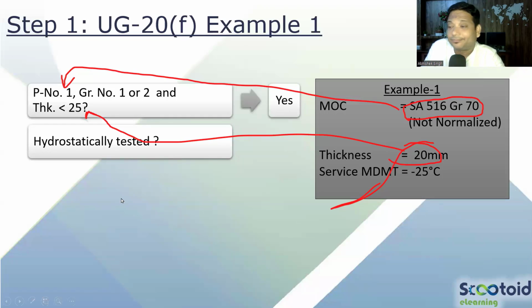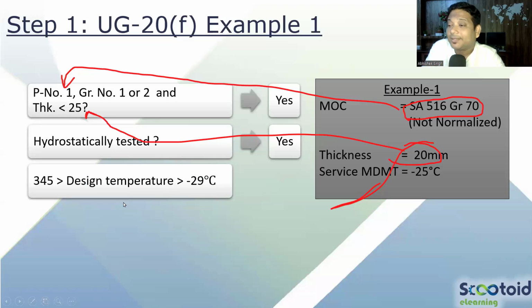Hydrostatically tested. So we are assuming that every vessel is hydrostatically tested. So yes, this case is also acceptable. Third, 345. That curve for P number 1, group number 1 is either B or D, based on normalized or not normalized. So all B, C, and D fall into the B, C, D category.